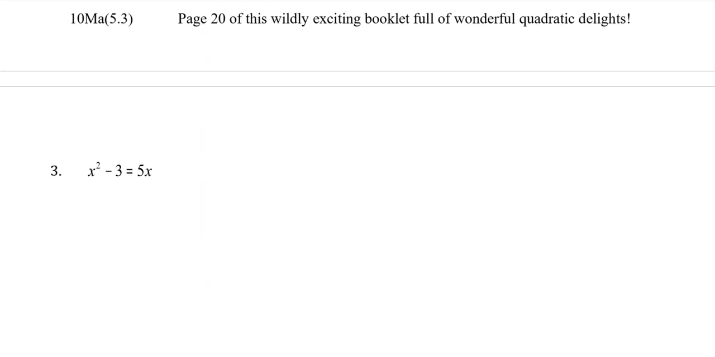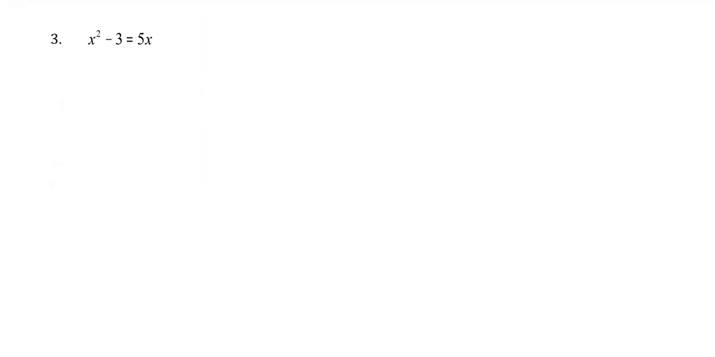Okay, let's do it one more time. Question 3. X squared minus 3 equals 5x. So the x squared's over here on the left. Let's move the 5x over, so minus 5x. And the 3, we want to move it over to the right, so positive 3 over on the right. Now we're going to complete the square. So this one's going to involve fractions, because half of minus 5 is either 2.5 or 5 over 2.